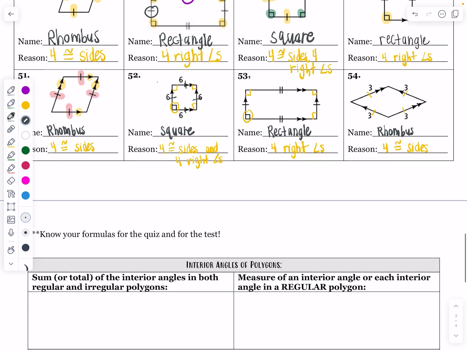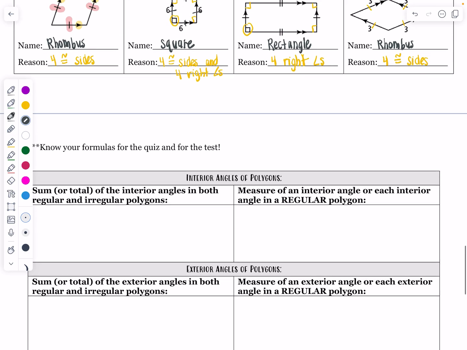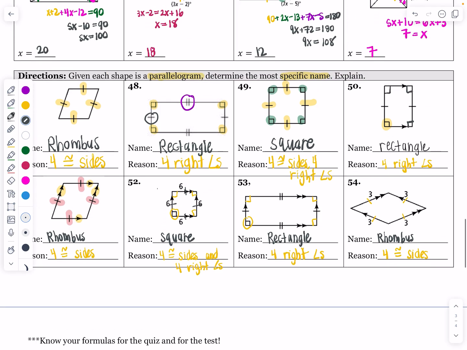Just make sure you know those formulas. For my students, I put this on the back just as a practice for you to fill them in and make sure you know those by heart. So I needed something for the back, and that just gave you some practice. So I hope you have a fabulous day.